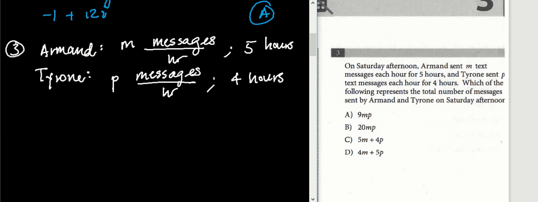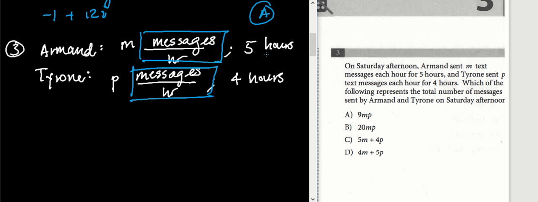And now we're asked to find the expression that represents the total number of messages sent by Armand and Tyrone on that afternoon. You'll notice that as I wrote out this problem, I included the units here. So we have messages per hour. And the reason we do that is because this is a really good introduction to a very useful practice, not only for the SAT, but for analysis in general. And that is to carry through units. When we multiply quantities, we not only multiply the numerical value, we also multiply the units.